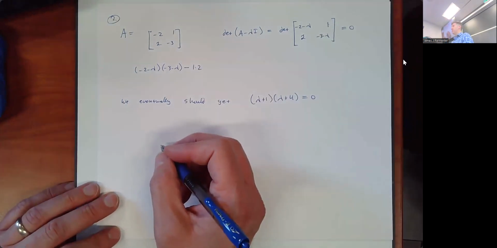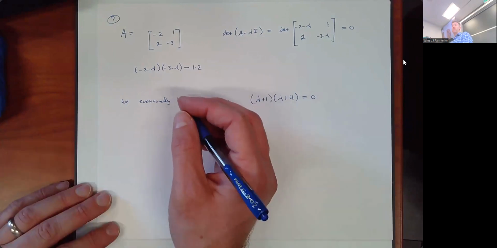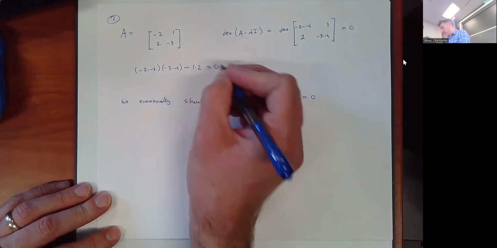You're obviously welcome to simplify. You don't need to write 1 times 2, you should just write 2. I'm writing 1 times 2 to remind you what we're doing, but you should just write 2. And then we're going to multiply this out.